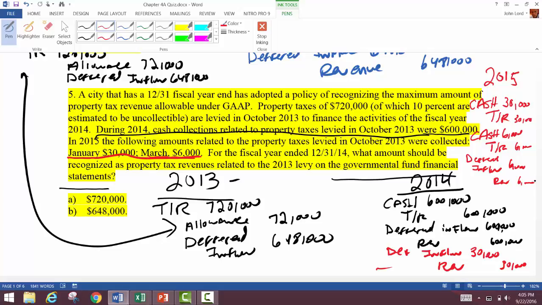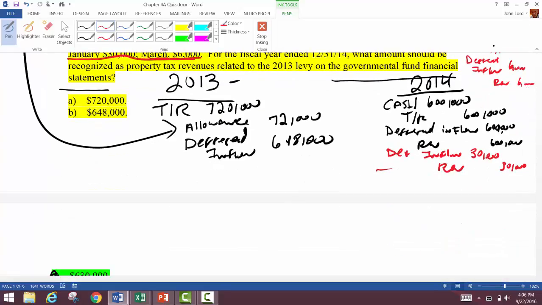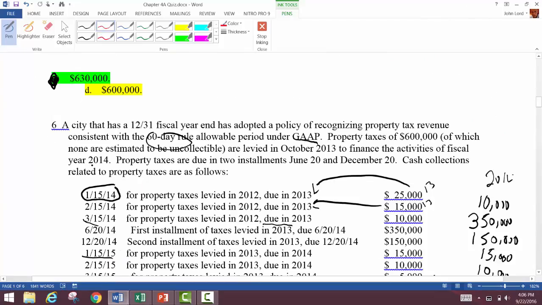Okay? Question? So the answer to this question is what? 630,000 is what they take as revenue. The 600,000 that they collected during the year, and the 30,000 that they got in January, right? Not the 6,000 in March.